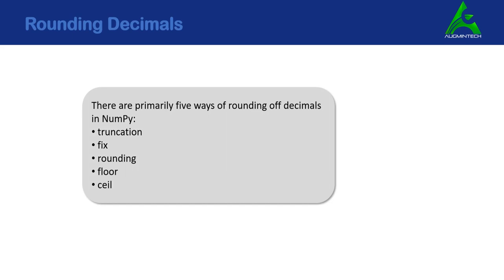Let's get started with rounding decimals. So there are primarily 5 ways of rounding off the decimals in NumPy. One is truncation, then we have fix, rounding, floor and ceil. We will be learning about all of these one by one.